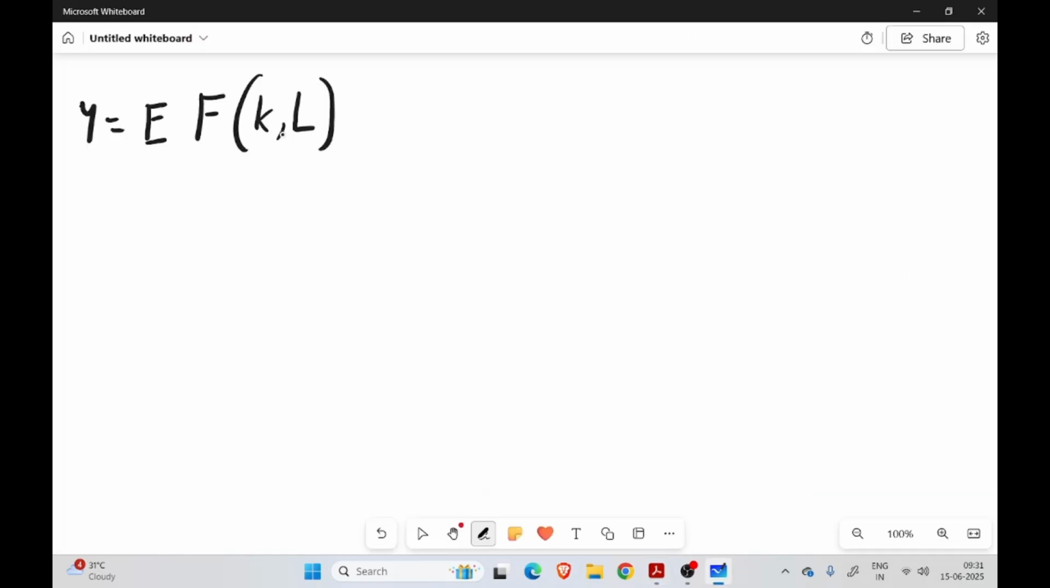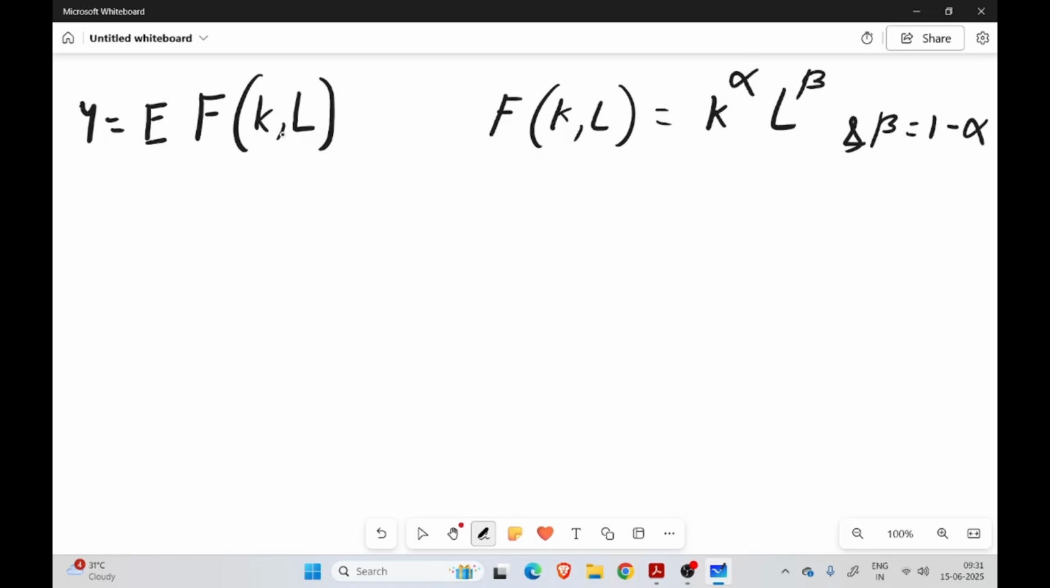Now, in the Solow model, we often assume the Cobb-Douglas production function, which is given by f(K, L) equals K to the power alpha, L to the power beta, where beta is equal to 1 minus alpha. This is the Cobb-Douglas production function. So Y becomes E into K to the power alpha into L to the power beta.